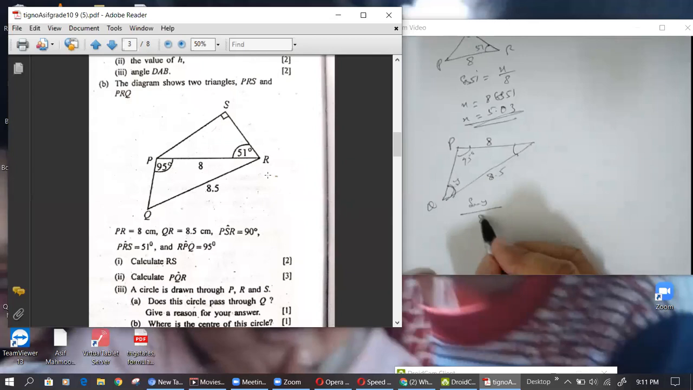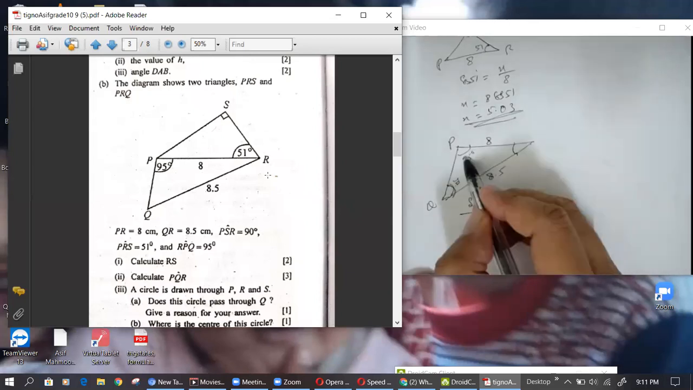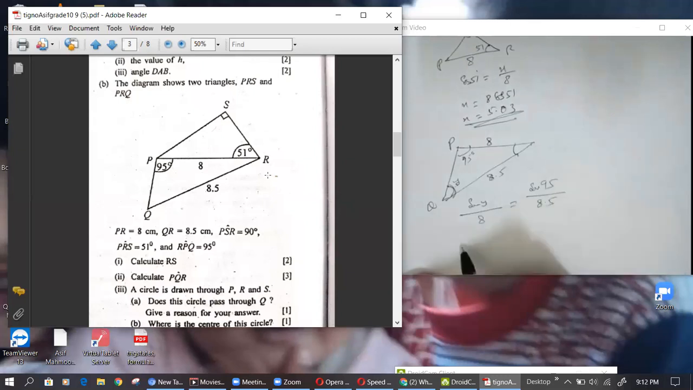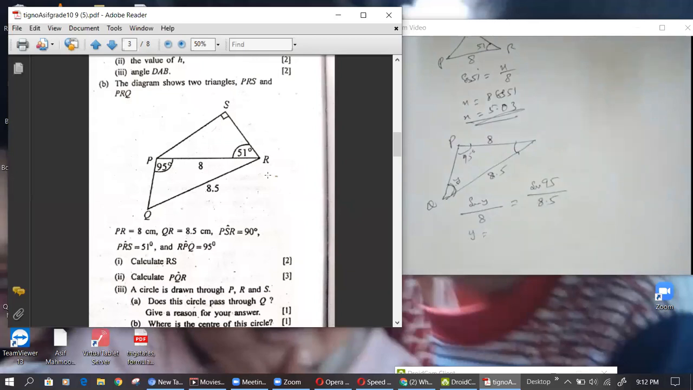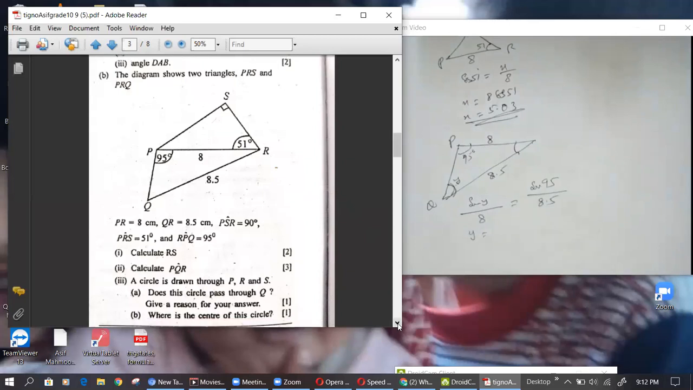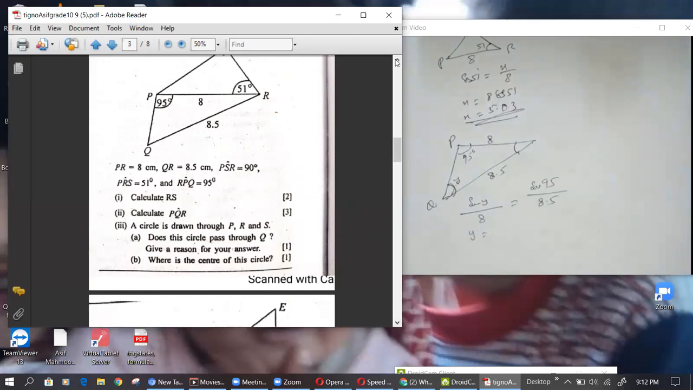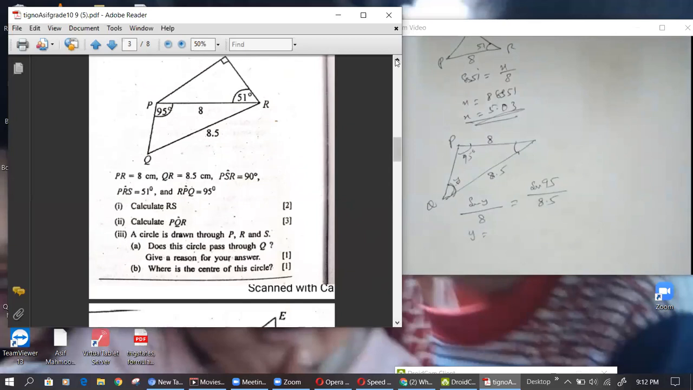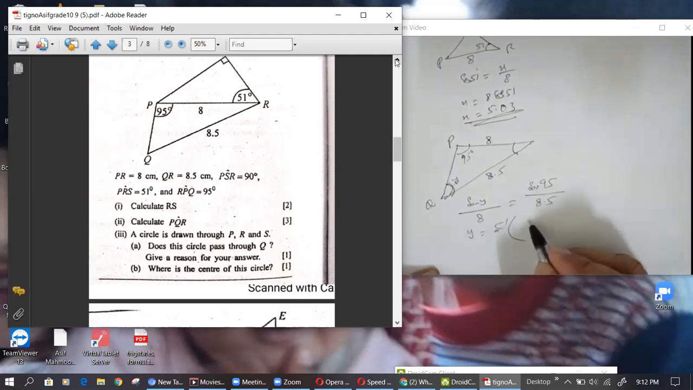Yes, equal to sine 95 divided by 8.5. Now calculate y, please. The angle will be 69.5. You do sine inverse of 8 sine 95 divided by 8.5, right? I will check.